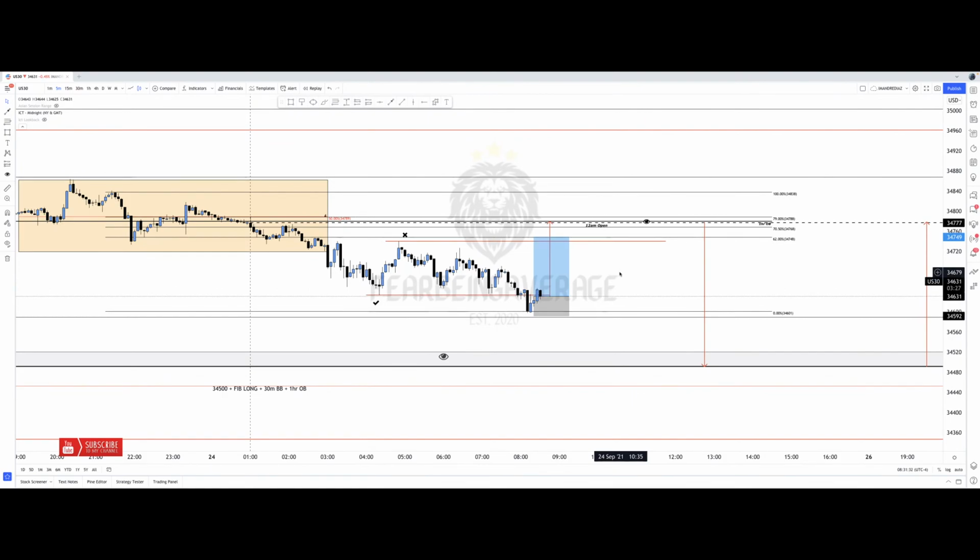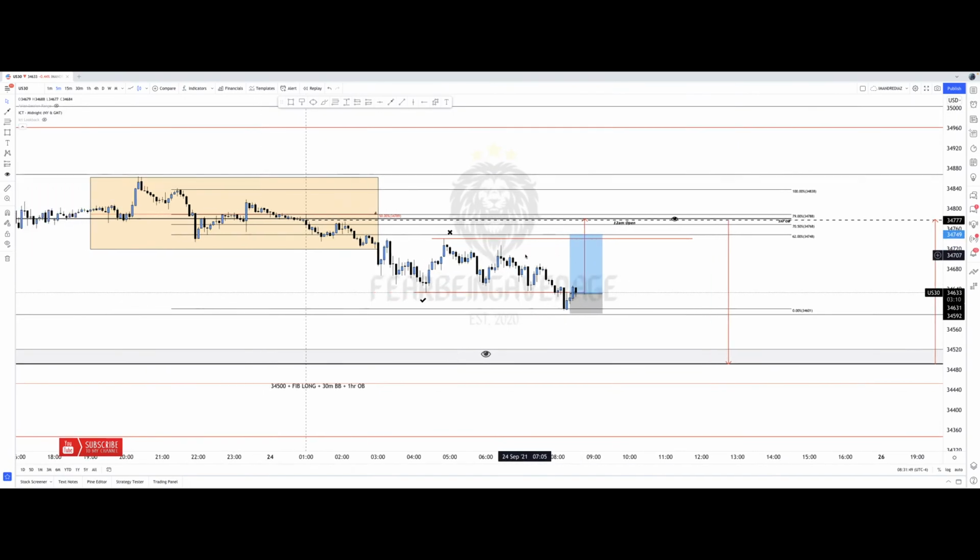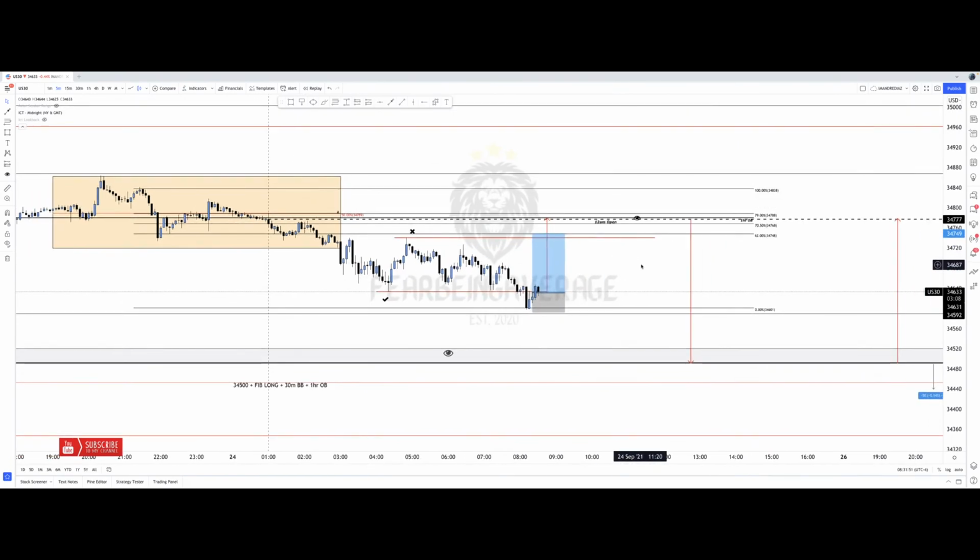40 pip stop. Hold on, I'm just calculating all my risk and everything. Let's take this as a paper trade. Nice little Friday. Let's see what happens. We know what we want to see happen.